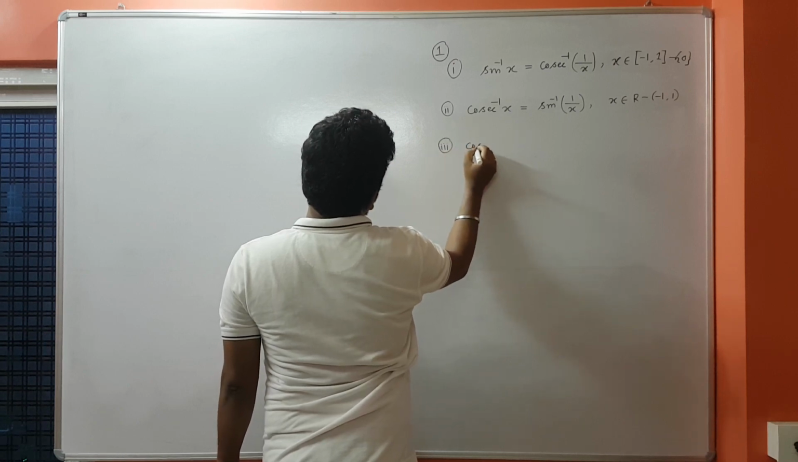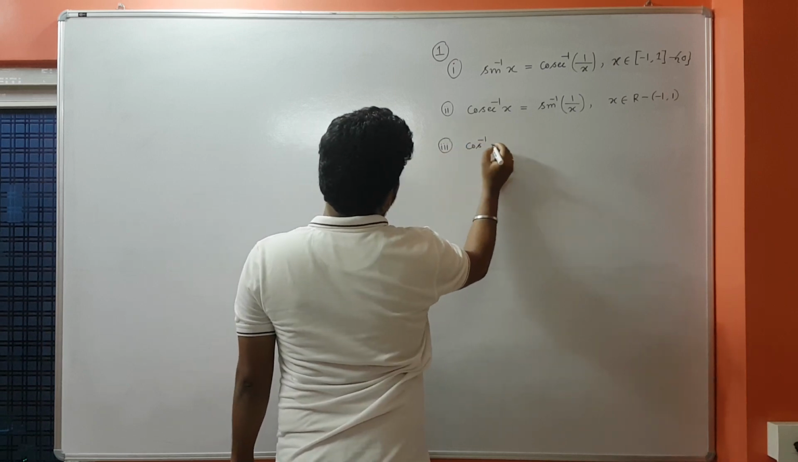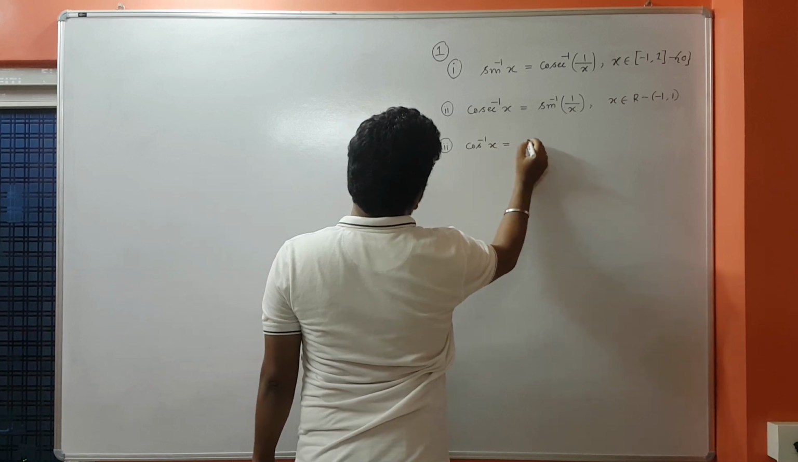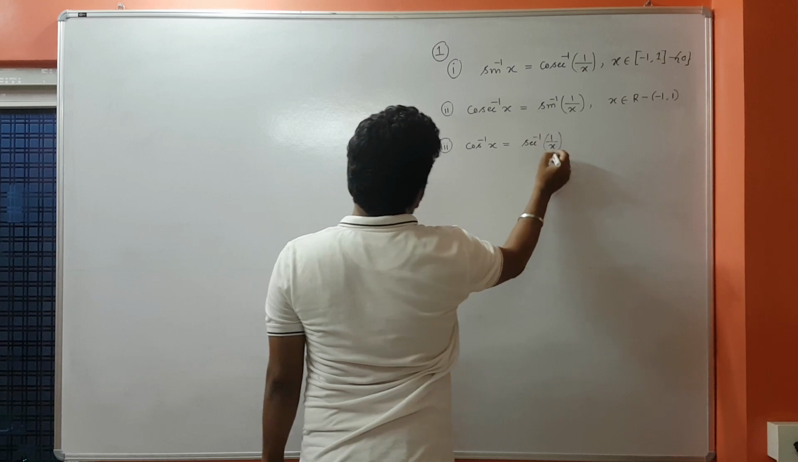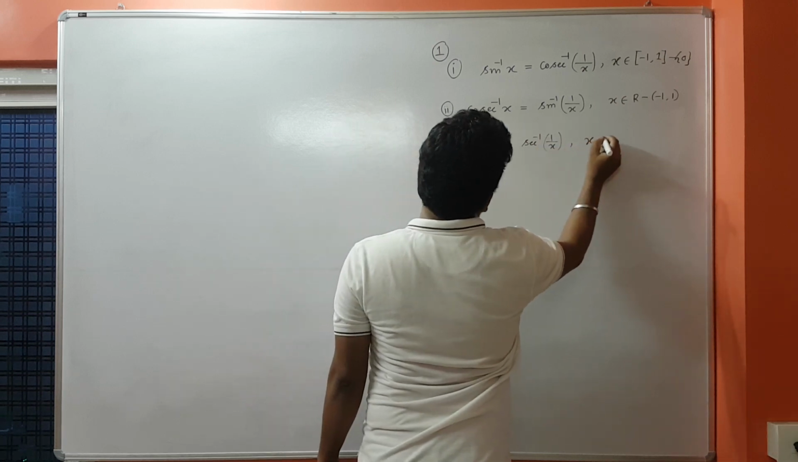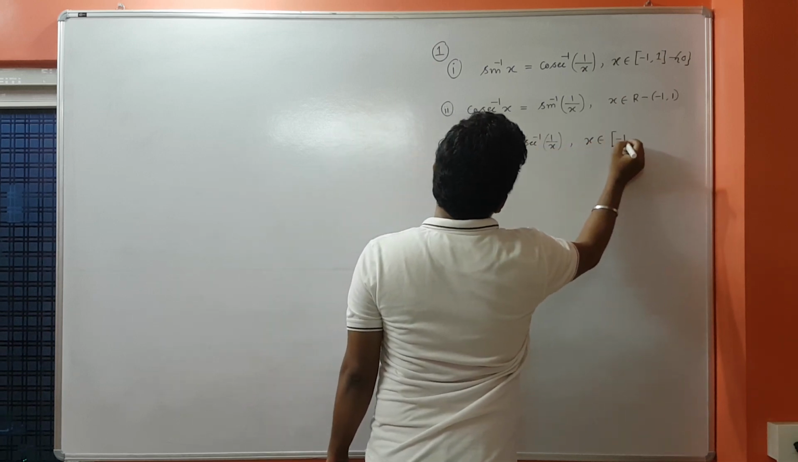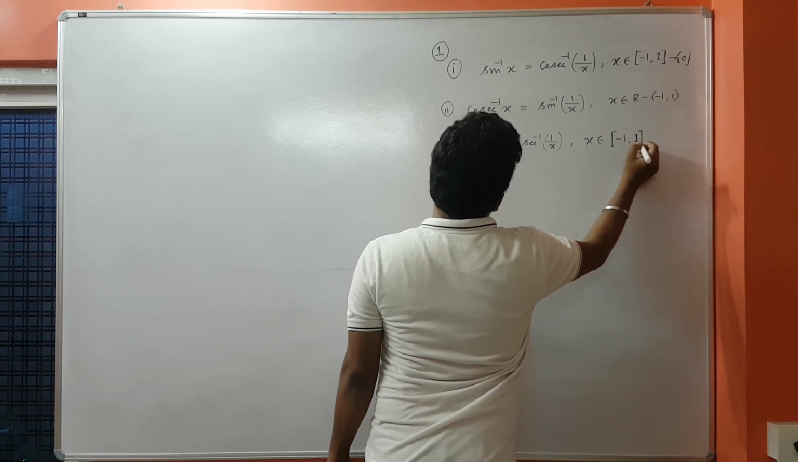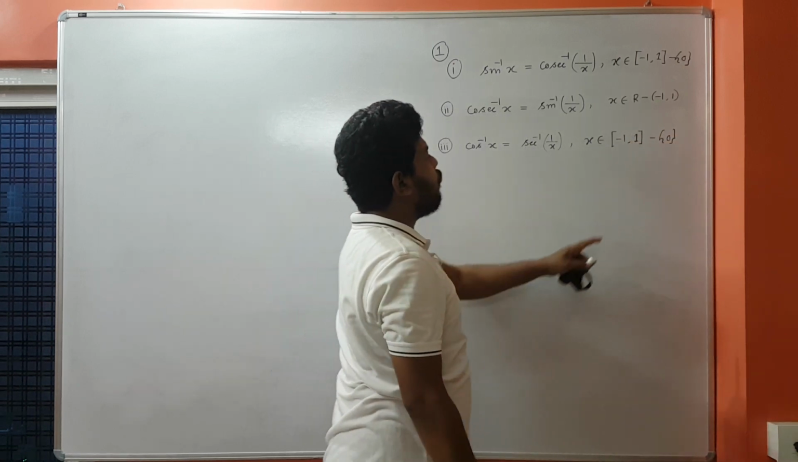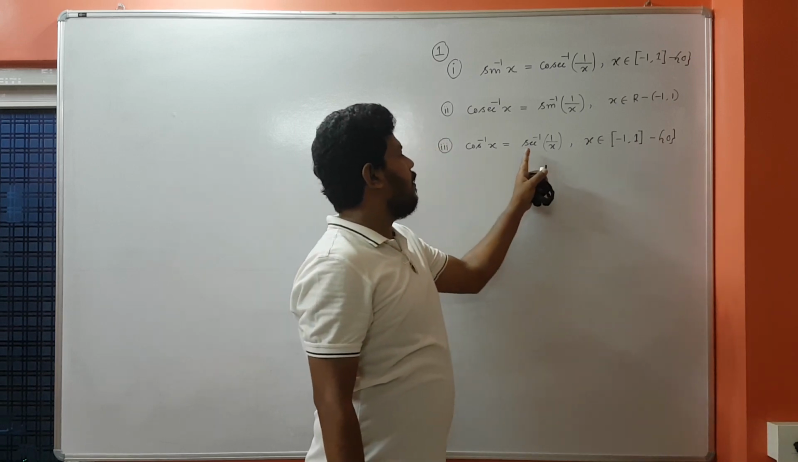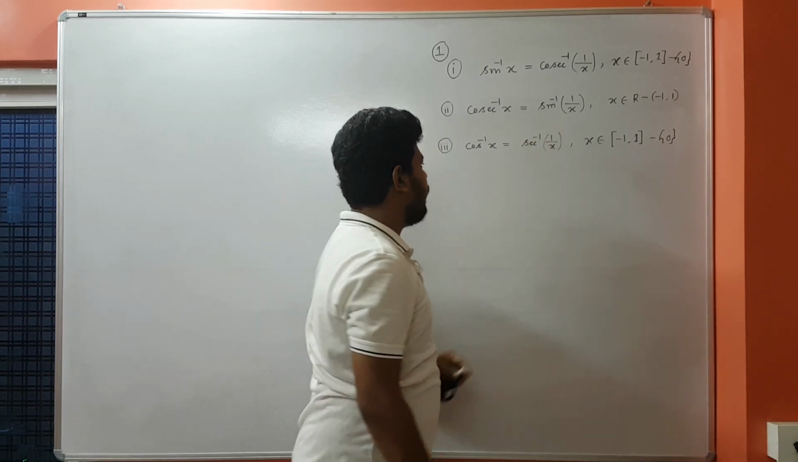Number 3, cos inverse of x is equal to sec inverse of 1 by x, where x belongs to -1 to +1 except 0, because for 0, sec inverse 1 by x will be undefined.